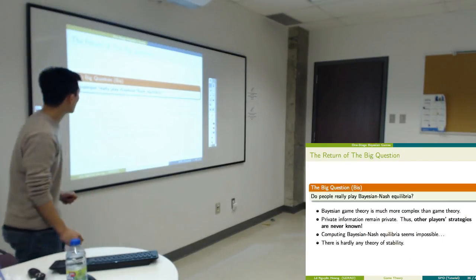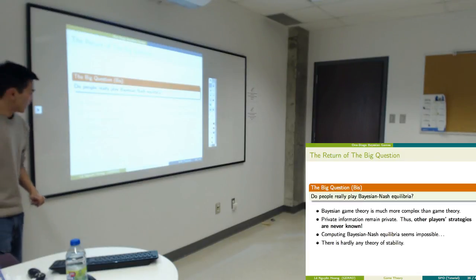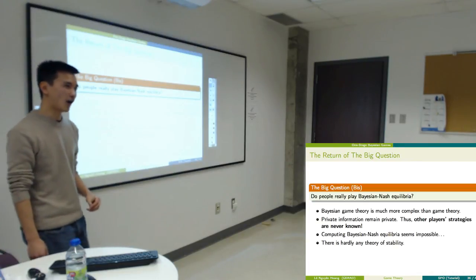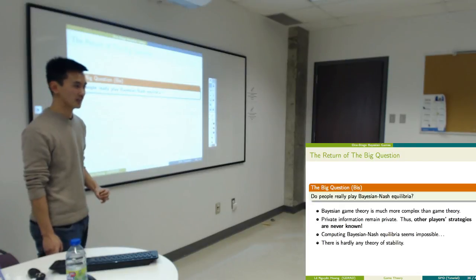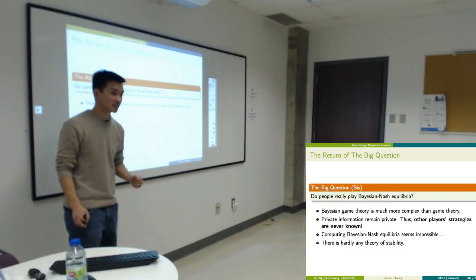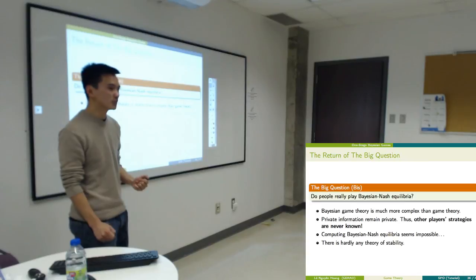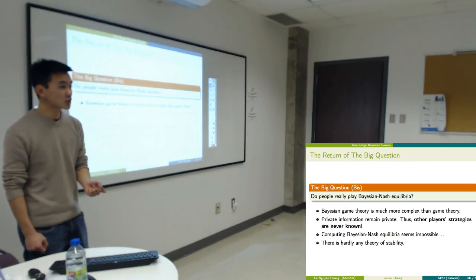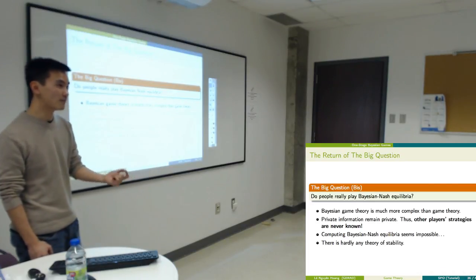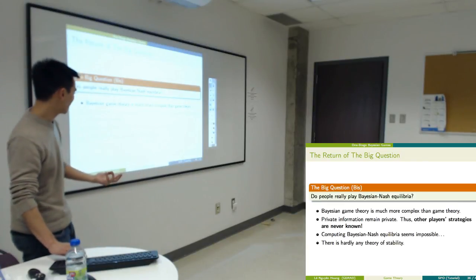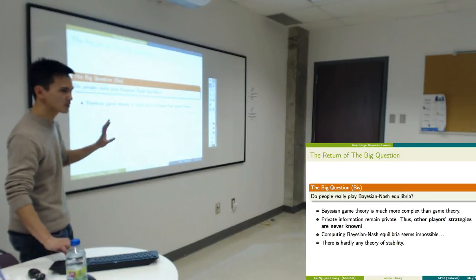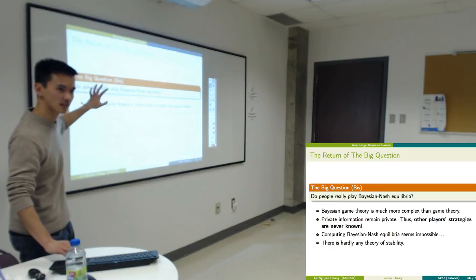Okay, so here's the return of the big question. Do people really play Bayesian-Nash equilibria? Because Bayesian-Nash equilibria are way more complicated than Nash equilibria. Bayesian game theory is much more complex than game theory. If you found it hard to compute a Nash equilibrium before, it's going to be even harder to compute a Bayesian Nash equilibrium. So you have to have players which are even more rational, in some sense, or at least a Darwinian selection that is even more accurate. But it's not obvious to talk about Darwinian or replicator dynamics in this setting. It's actually very hard.